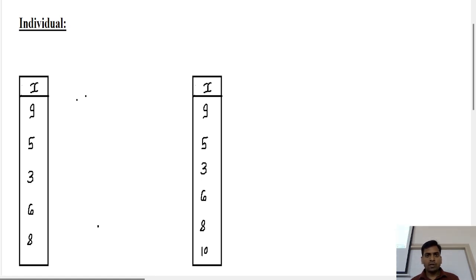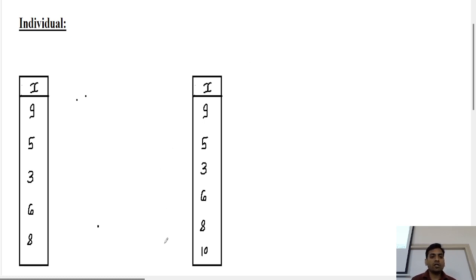So today's topic is median. For median, how many types of data do we have? Quantitative data. Three types. First is individual, second is discrete, and third is continuous.